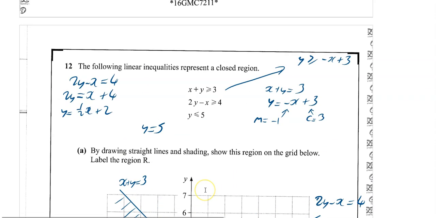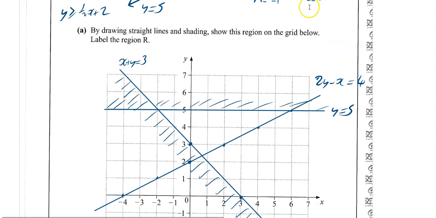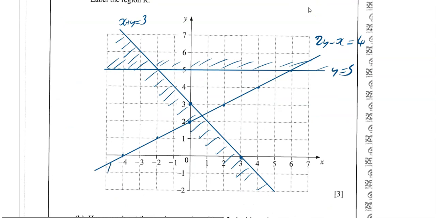And then again in this one, make y the subject. So in this one here, now we've sort of done that above, so we'll just put an inequality sign. It's y is greater than or equal to a half x plus 2. So again, it's greater than, so we want above that line, so we shade below.